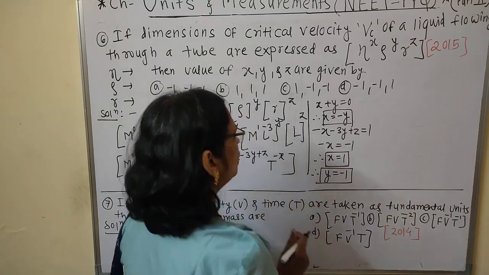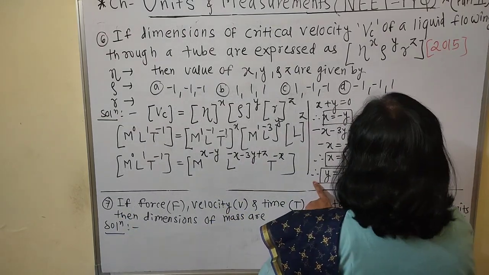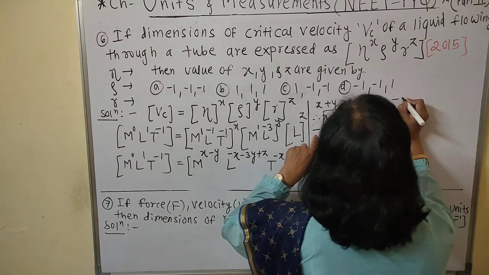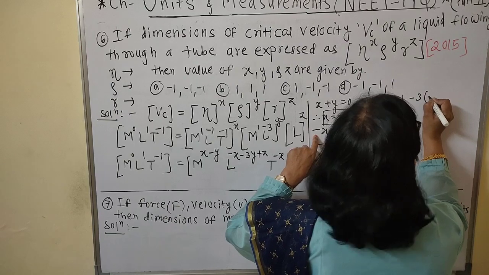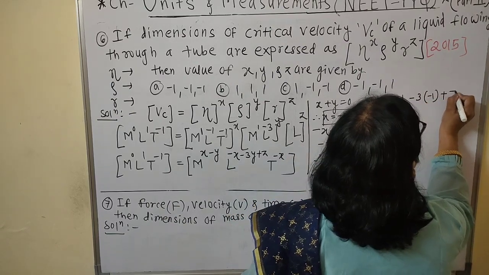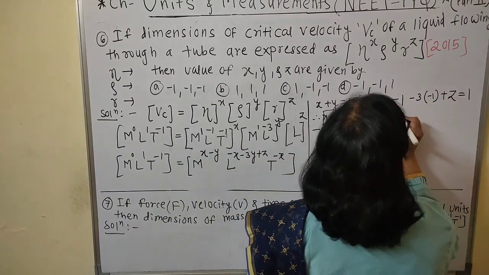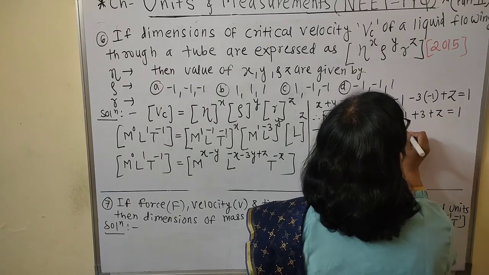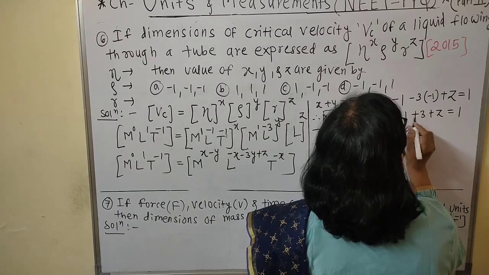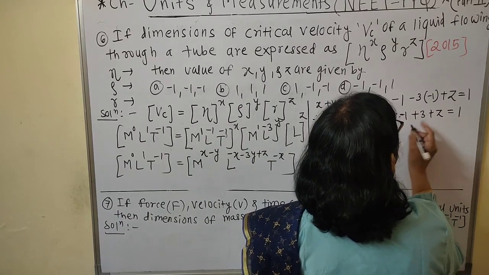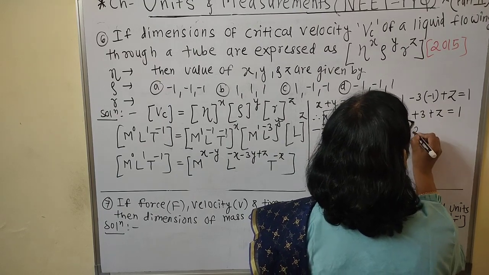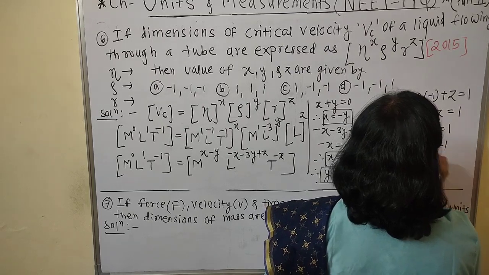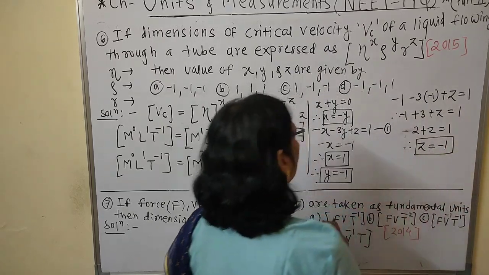Now, substitute x equal to 1 and y equal to minus 1 in this equation. Suppose this is equation number 1. Then minus 1, minus 3 into minus 1, plus z is equal to 1. Therefore, minus 1 plus 3 plus z is equal to 1. Then it becomes plus 2. 2 plus z is equal to 1, and therefore z is equal to 1 minus 2, that is equal to minus 1.